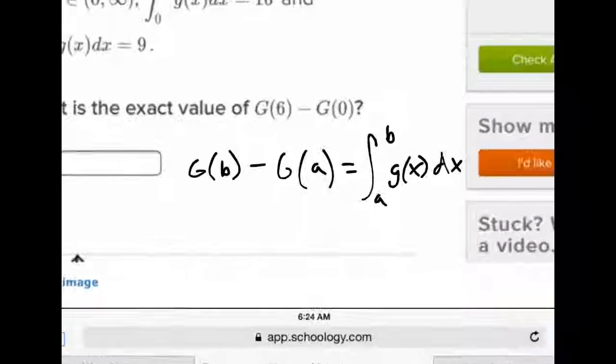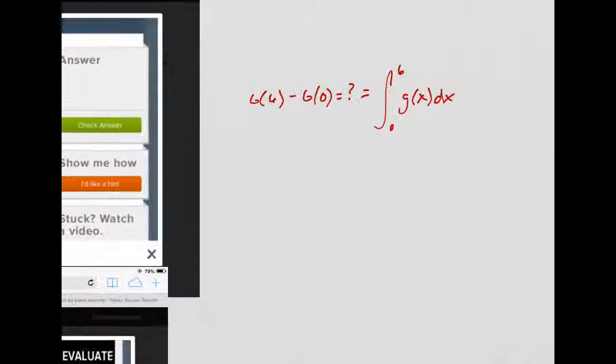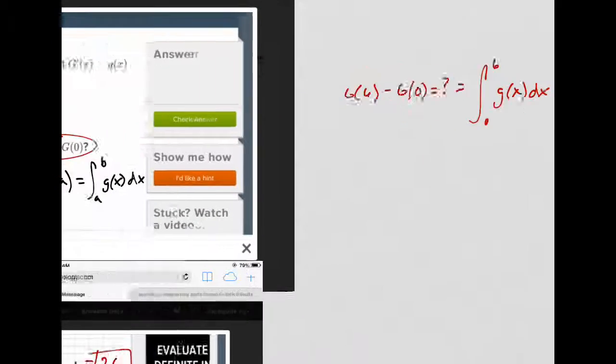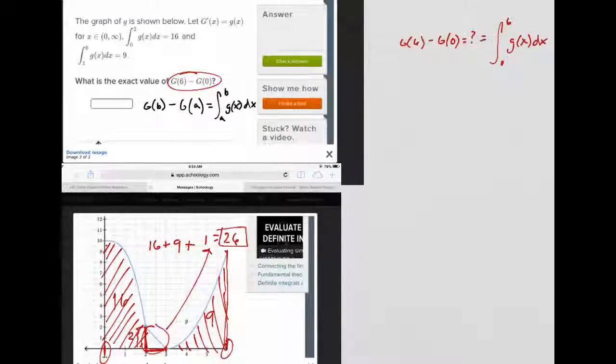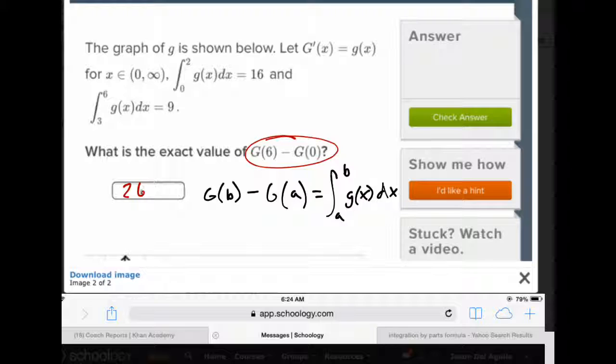So capital G of 6 minus capital G of 0 corresponds to the integral, which corresponds to the area under the curve. So then you just find the area under the curve. There you go, so that's 26. Hopefully that helps.